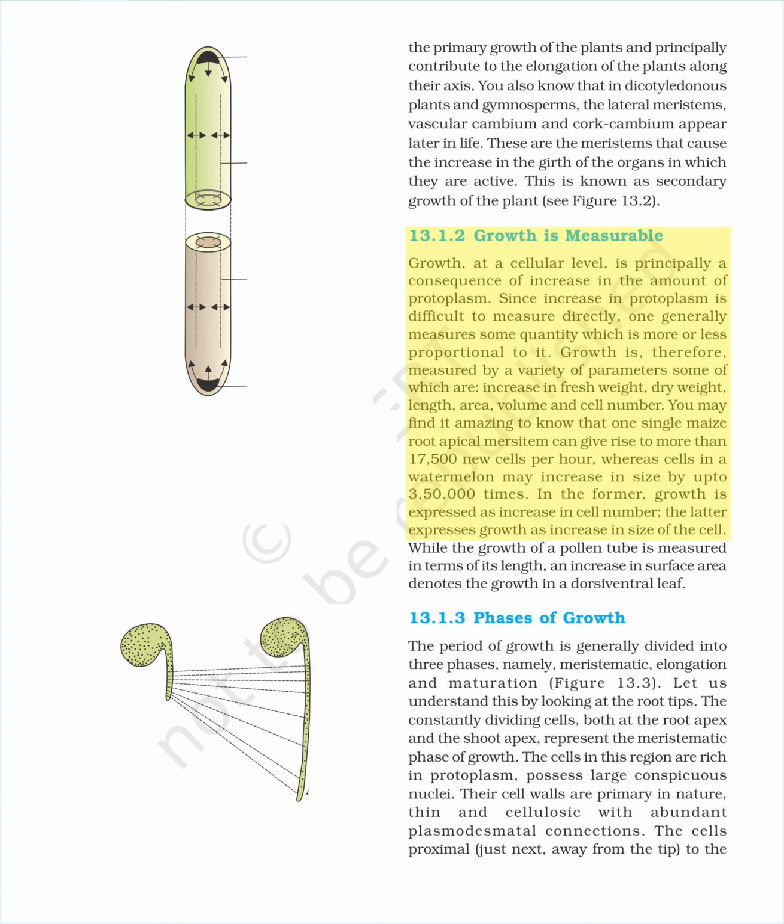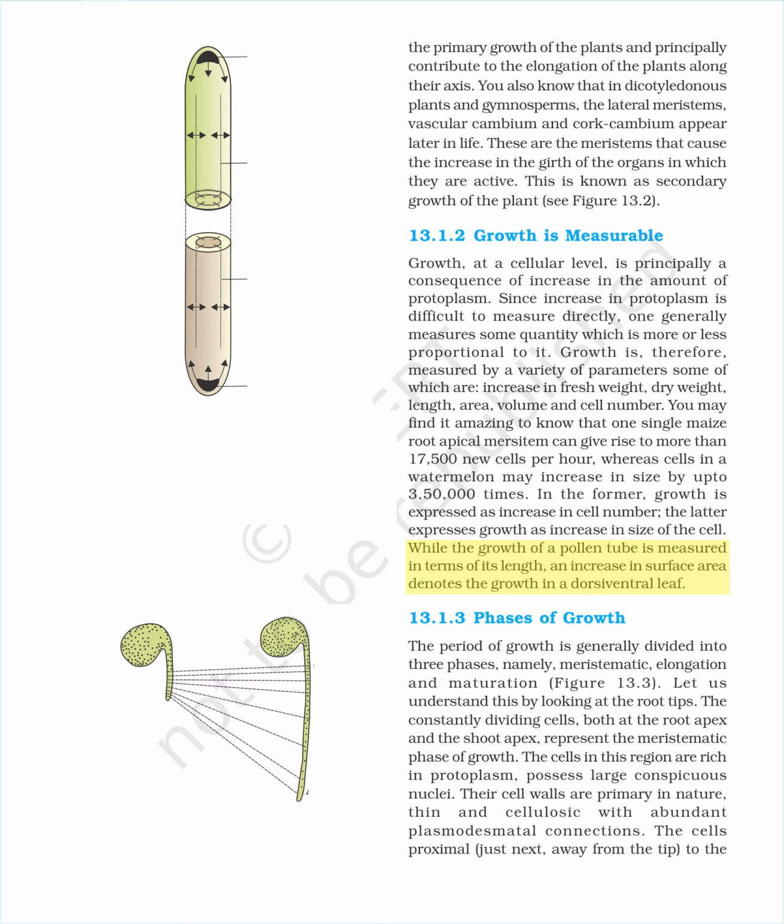You may find it amazing to know that one single maize root apical meristem can give rise to more than 17,500 new cells per hour, whereas cells in a watermelon may increase in size by up to 350,000 times. In the former, growth is expressed as increase in cell number; the latter expresses growth as increase in size of the cell.